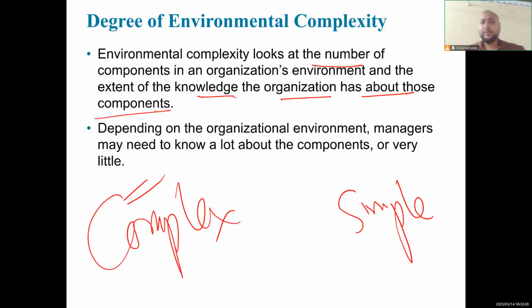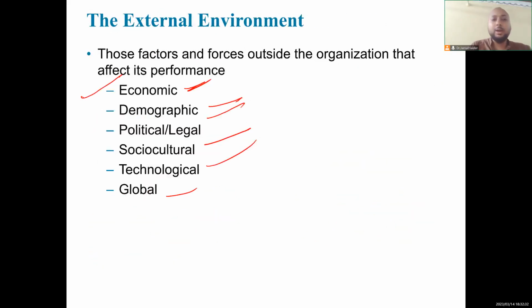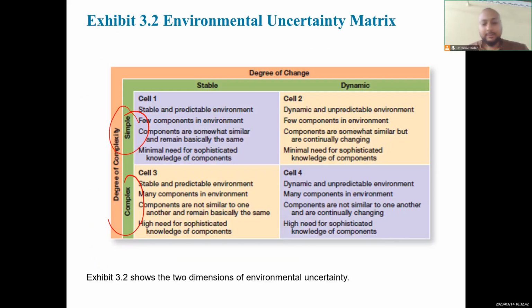So what are the components we talked about? Economic, demographic, political, social, culture, technological, global. So now let's look at that matrix here, the environmental uncertainty matrix.